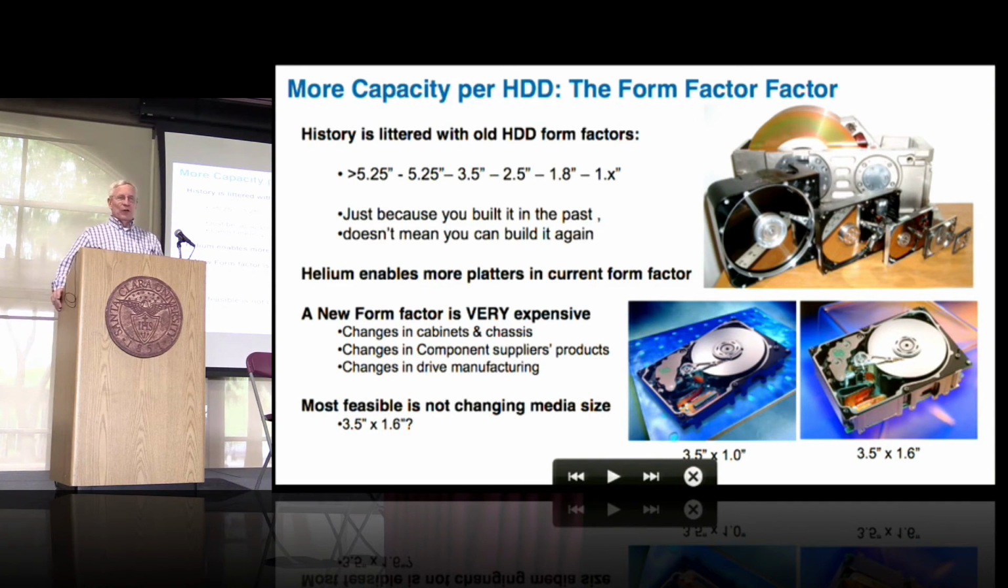Well, what about 5.25? I mean, it's a lot bigger. You have a lot more areal density. You could, in theory, get a lot more capacity. But just because you built it in the past doesn't mean you can build it in the future.